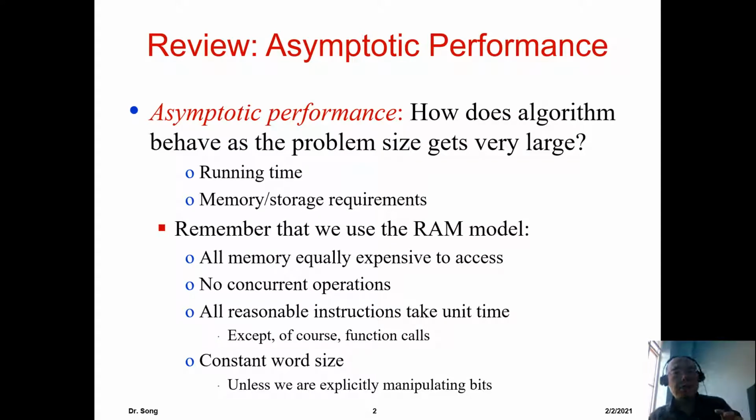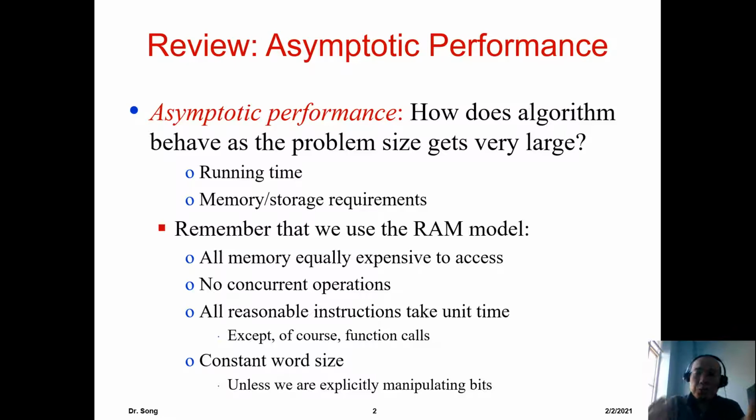But when we are discussing algorithm complexities, we just assume that all the memories are equally expensive, and that there are no concurrent operations, even though if you have multiple cores in your processor, and actually you do have that. And we assume all reasonable instructions take the same time, and this may not be true. And the constant word size may not be true either, because as we know, an integer versus a float, the space they take in memory is not the same.